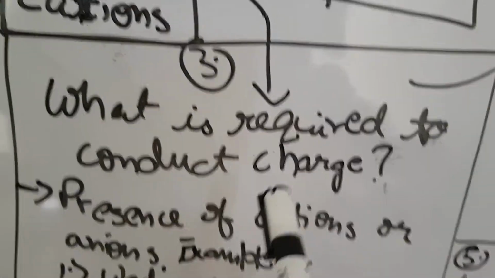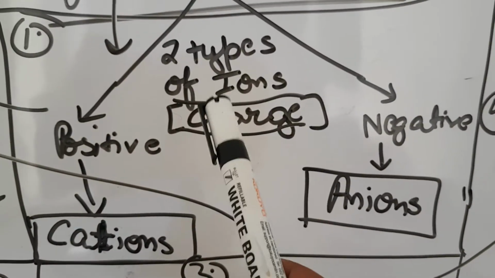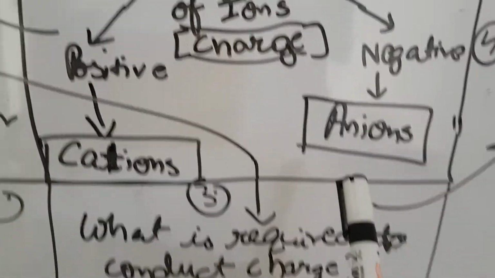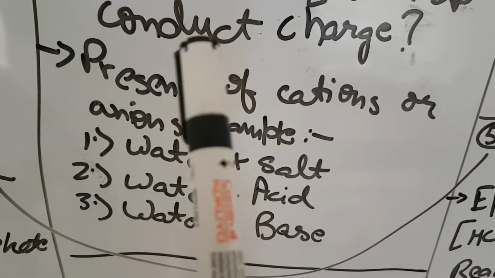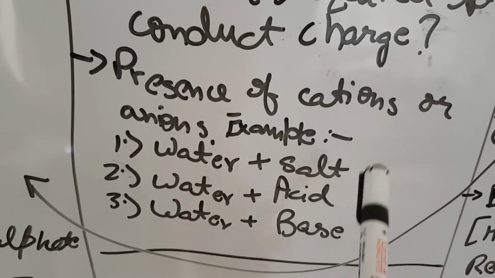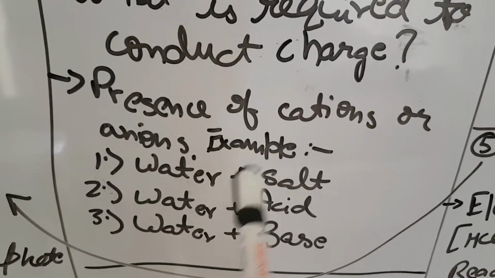So what is required to conduct charge? Number one, the presence of cations or anions. Now, cations or anions, as you remember, are the two types of ions which are present and which are required to transfer current. Now, for the examples of where we can find the presence of cations or anions, that is number one, water plus salt. The solution of water plus salt will give you the presence of both cations and anions.